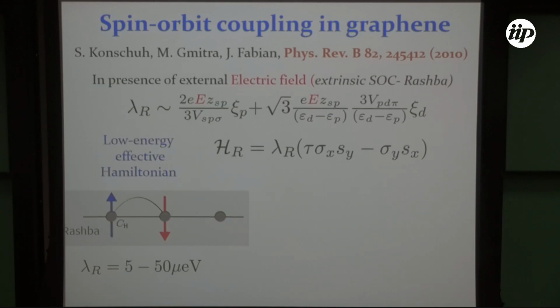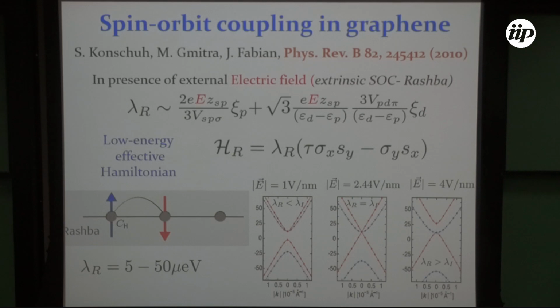The second fundamental spin-orbit coupling is the so-called Rashba, which is a spin-orbit coupling that is induced by a local electric field, which you can tune in your device. In contrast to the intrinsic spin-orbit coupling, here it scales linearly with the intensity of the electric field. It has different symmetries, in the sense that it flips the spin when you hop.